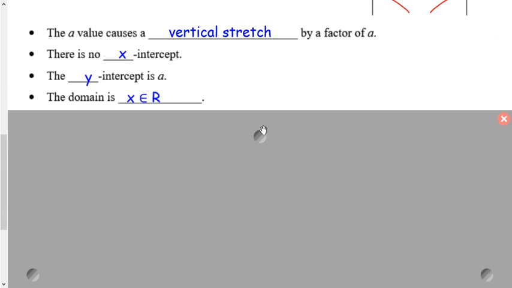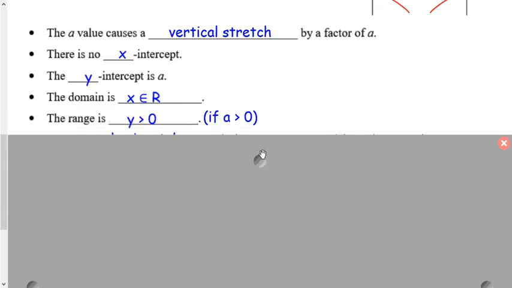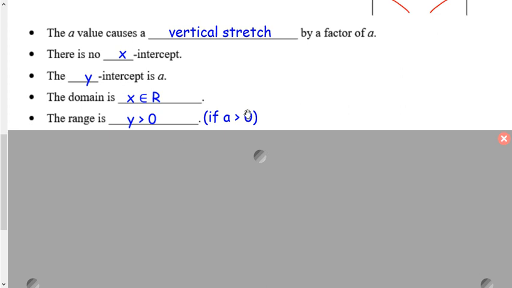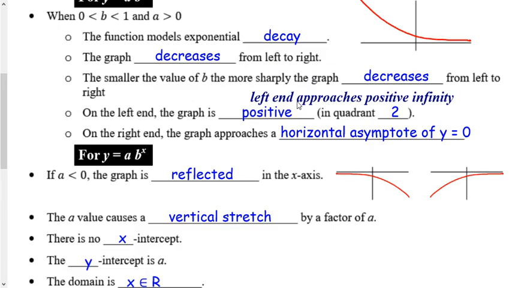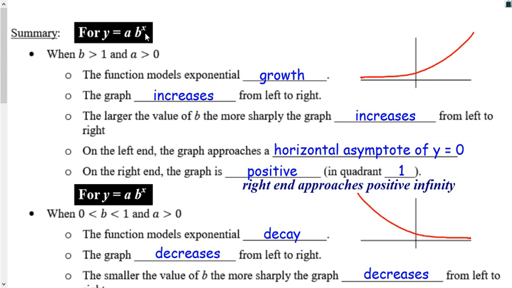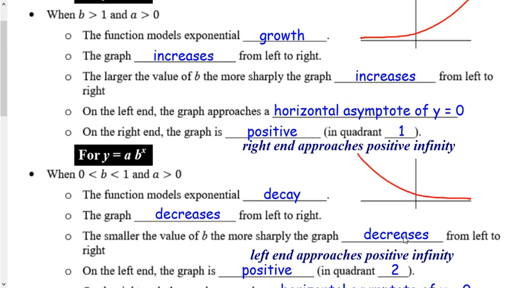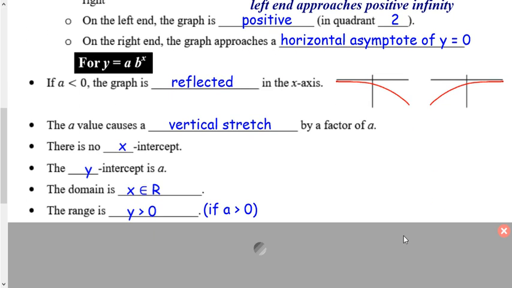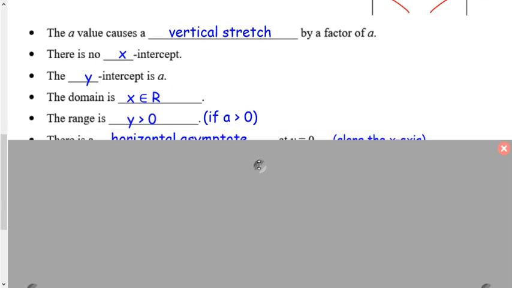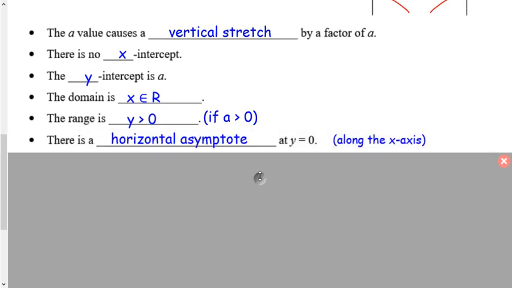The range is y is greater than 0 if our a is positive. So again, those are our first two graphs up here where we said a is positive. Our minimum value, well, we never actually reach a y value of 0. It comes closer and closer at this end, but doesn't touch the x-axis. But it does go up forever. Similarly with this second graph here with the exponential decay. There's a horizontal asymptote at y equals 0, which is along the x-axis.